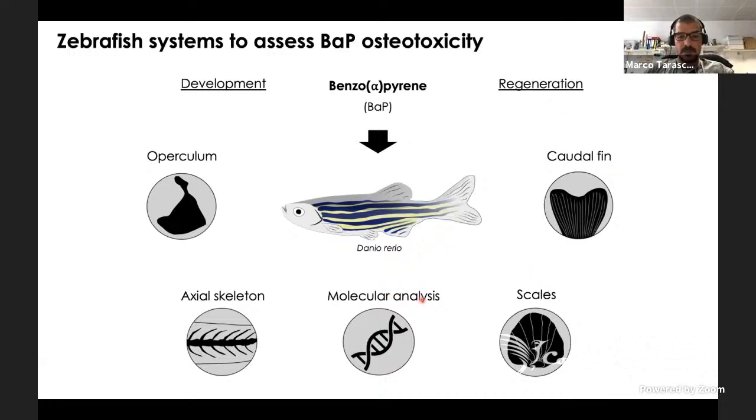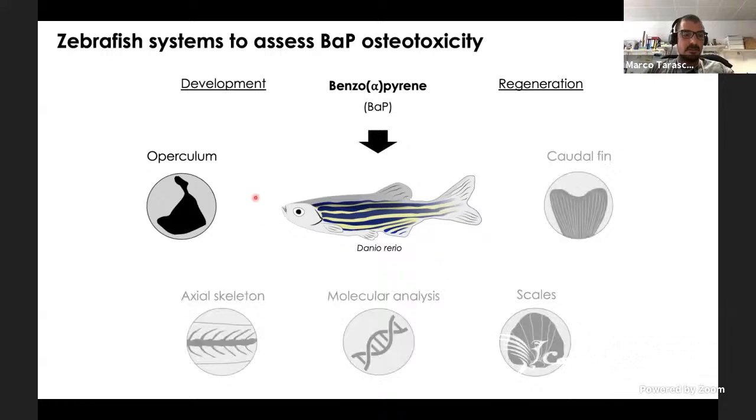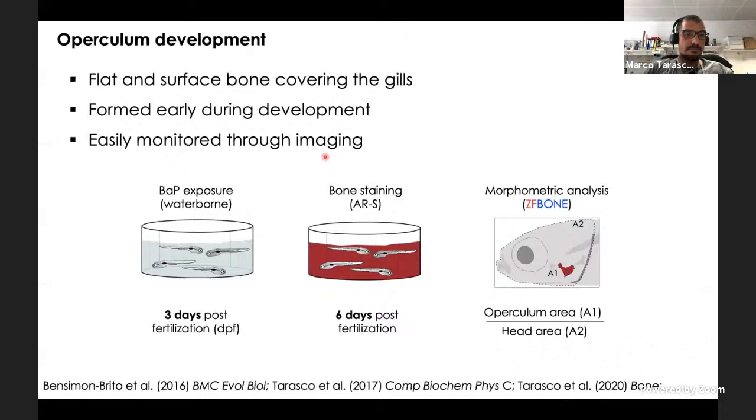Finally, through some molecular analysis, we try to better understand the phenotypes behind this toxic effect. I will start now with the operculum, which was a system we developed a few years ago in our lab. The operculum is a flattened surface bone which covers the fish gills. It is formed early during development.